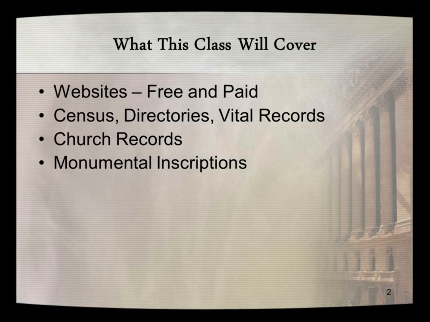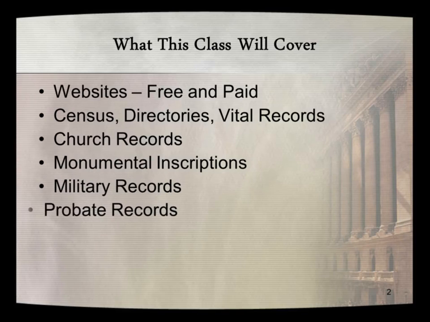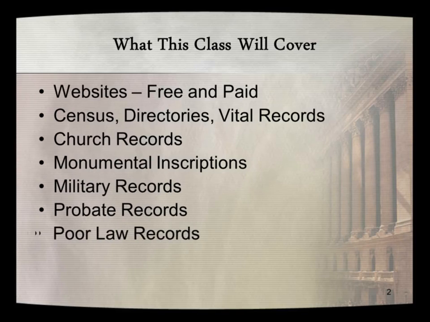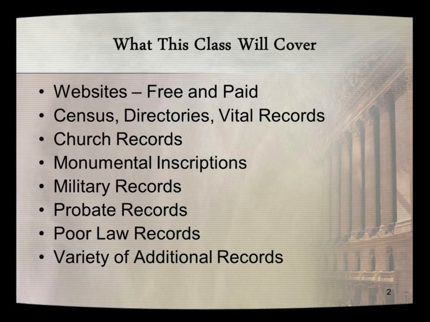Also monumental inscriptions, which is what they're called in England. These are the inscriptions that are on a tombstone. And military records, as well as probate records, the poor law records, and a variety of additional records. This is not a one-place capture-all. There are many other records available to do research in England. This is just the tip of the iceberg.